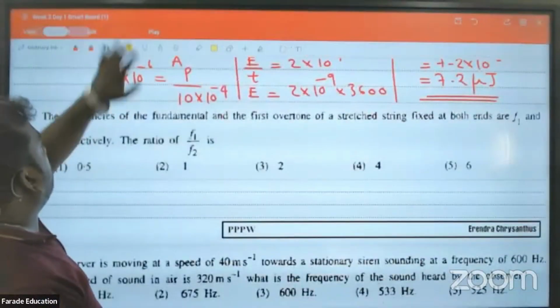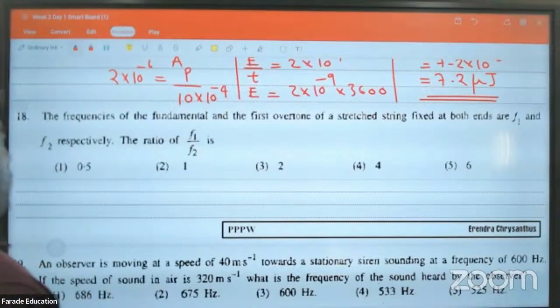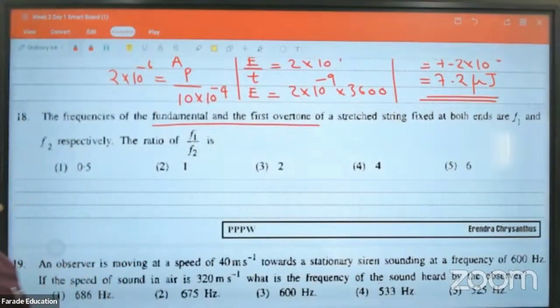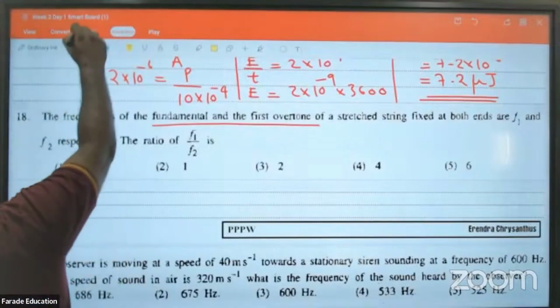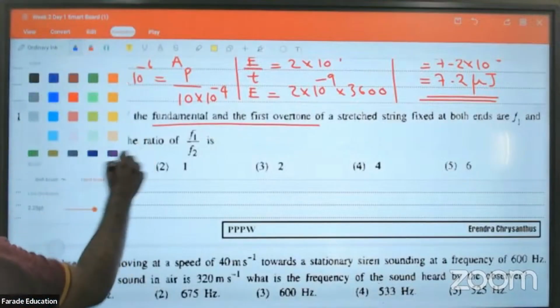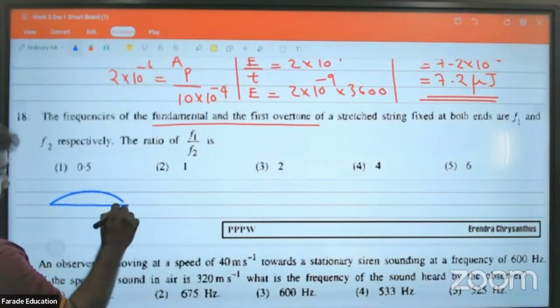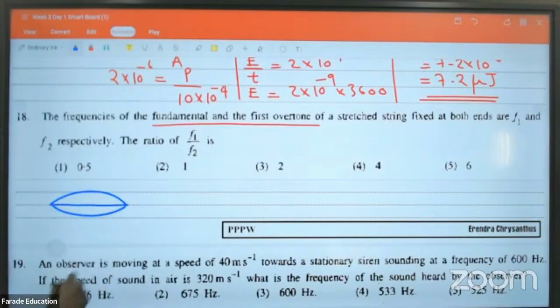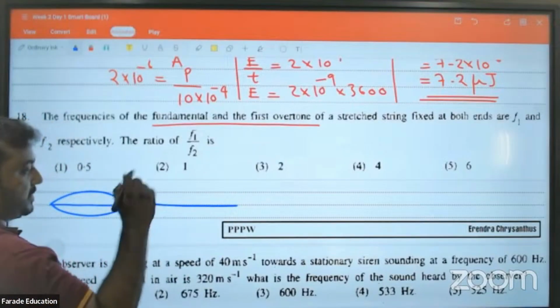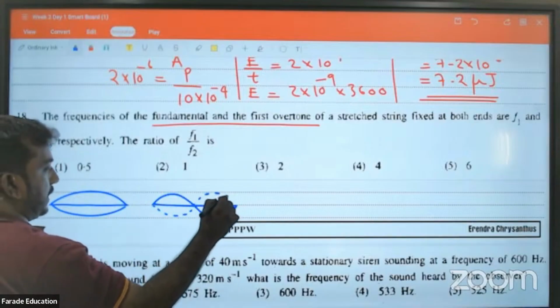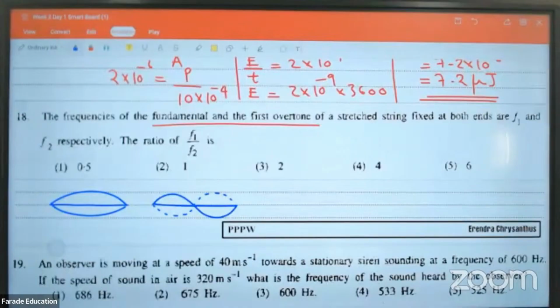Look at the board. Frequencies of the fundamental and the first overtone of a stretched string are. Fundamental frequency is what? This is your fundamental frequency. What is your first overtone? First overtone is second harmonic, 2 loops.